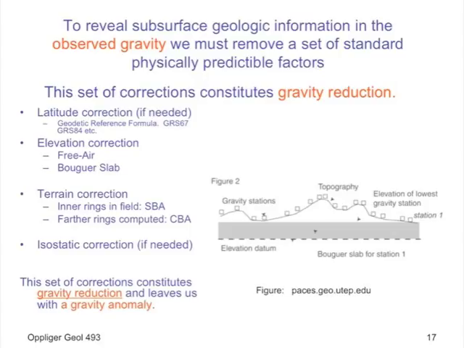It's the part of our acceleration measurement that doesn't match the simple prediction of the gravity value. Okay, and that's going to be what indicates some sort of density anomaly. So correcting out these physically predictable factors is the process called gravity reduction. Okay, so if your gravity survey extends over more than 100 kilometers of distance north to south, then you'll want to do a latitude correction. And there's a number of geodetic reference formulas you can use for that.